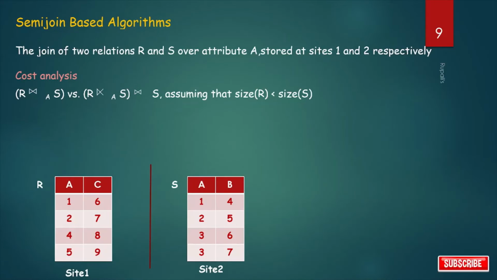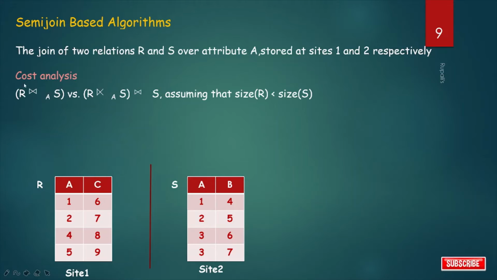Semi-join based algorithm. The join of two relations R and S. There are two relations R and S, over attribute A, their common attribute is A, and stored at different sites 1 and 2. Let the size of R be less than the size of S. Now we have to analyze the cost. First one is R natural join S and another one is (R semi-join S) natural join S. So we have to analyze the cost between these two.